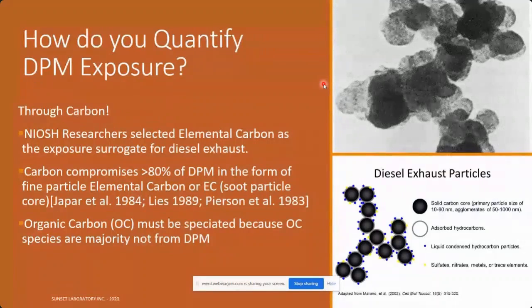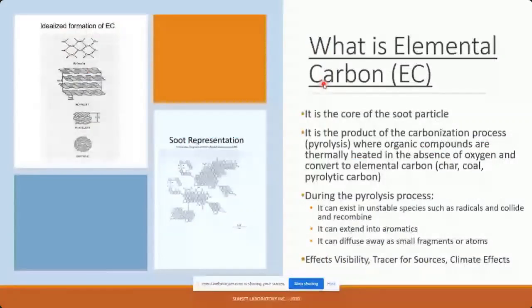Elemental carbon is what gives diesel exhaust and soot its black color. There are other species that exist within the particle, but the primary constituent is elemental carbon. So what is elemental carbon and how is it formed?